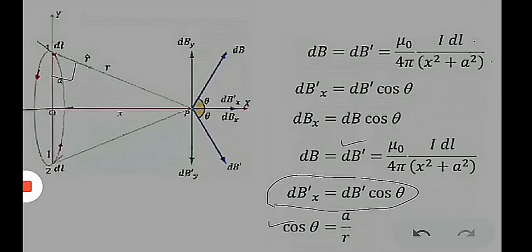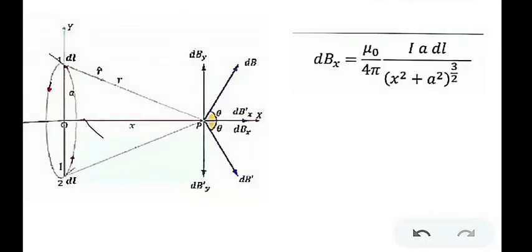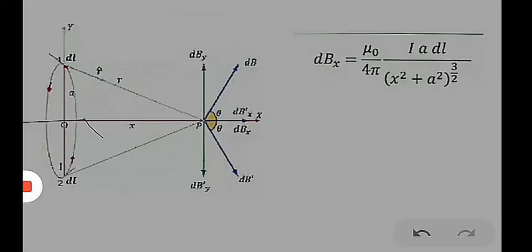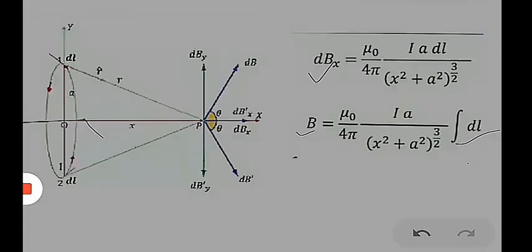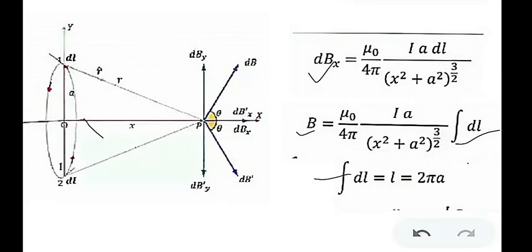So we will get dBx equal to mu naught upon 4 pi I a dl upon x square plus a square to the power 3 by 2. Now we will integrate this. When we integrate this value, we will get B equal to mu naught upon 4 pi I a upon x square plus a square to the power 3 by 2, and the integration of dl. This dl means the circumference of this coil, that is 2 pi a. So the integration of dl equals 2 pi a.